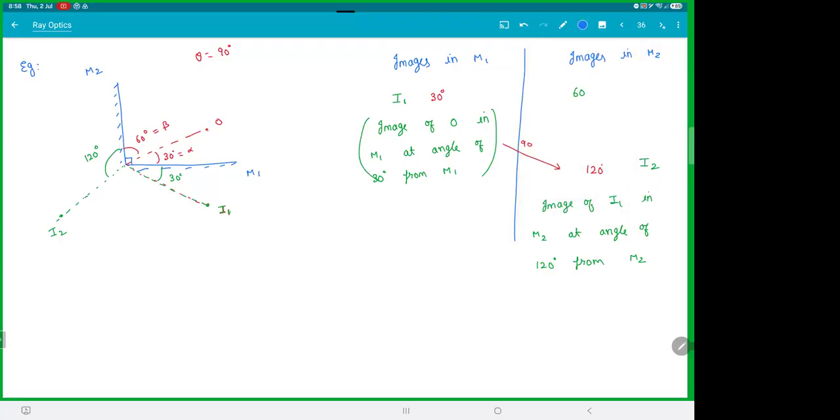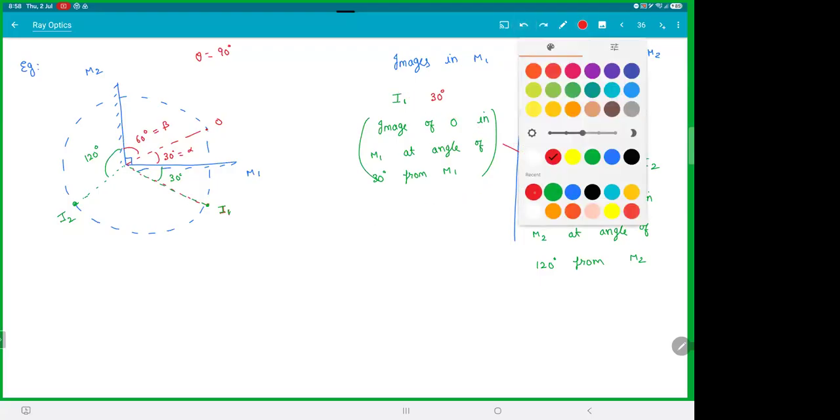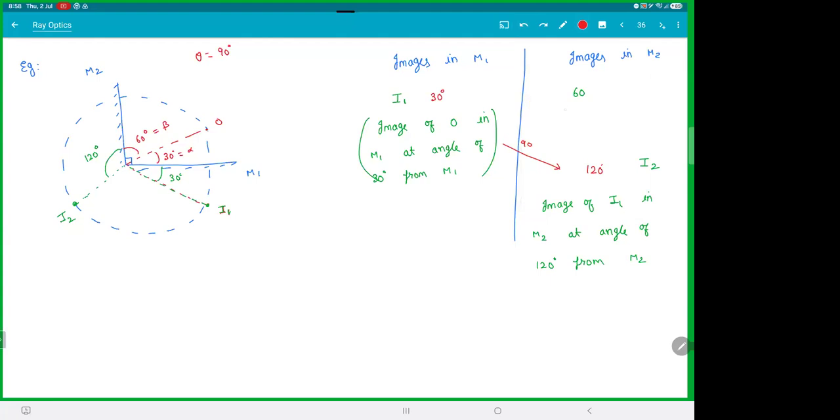Now, one thing we know, all of them lie on a circle. So let me just draw a circle first. So I2 must be somewhere here. Great. That story got over because after this, if you add 90, you're crossing 180. Next thing, this guy is 60 degrees. Again, we add 90 to this. That will become 150. So let's call this thing I3 and let's call this thing I4. Again, you know how to read this. So what is I3? I3 image is in M2 at an angle of 60 degrees from M2.